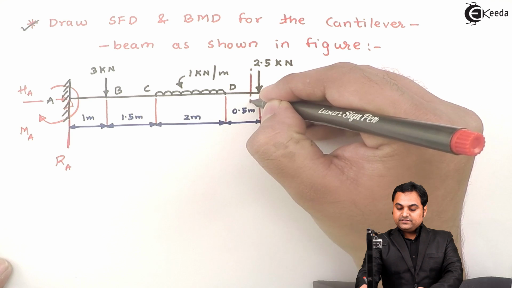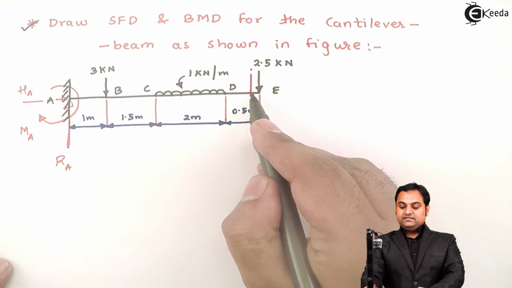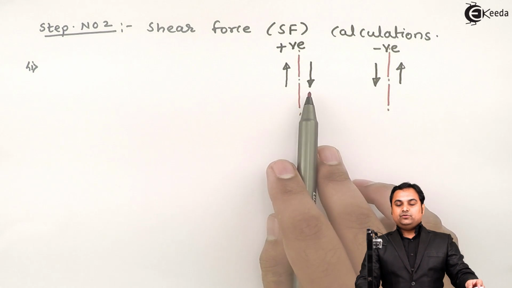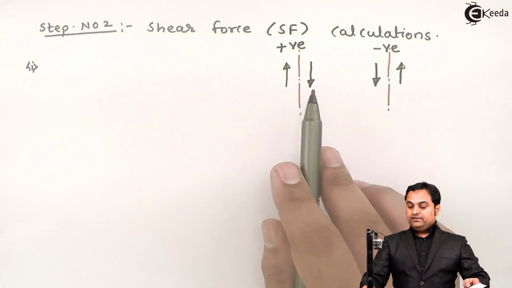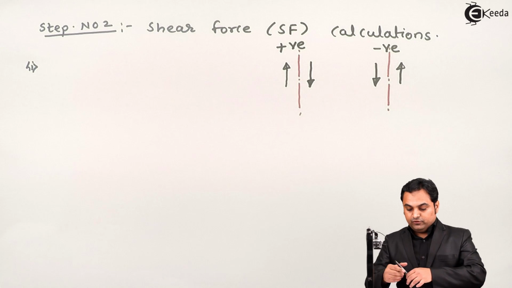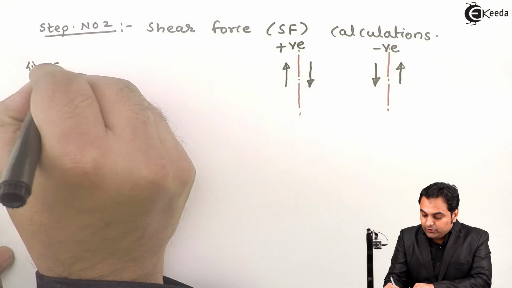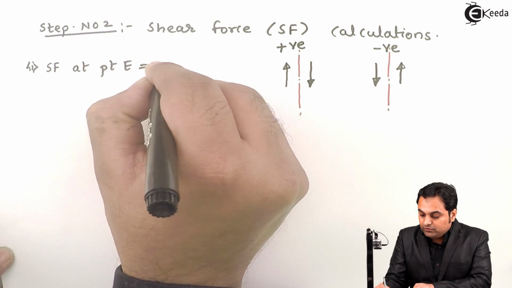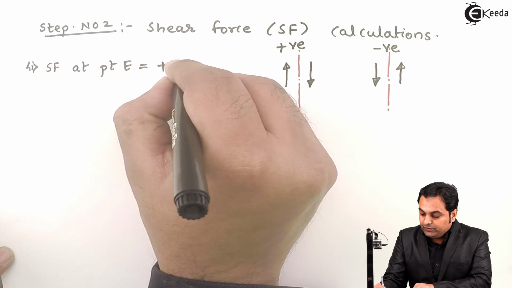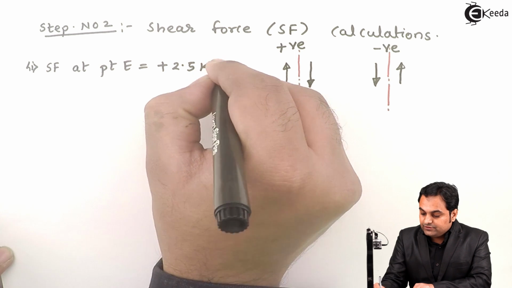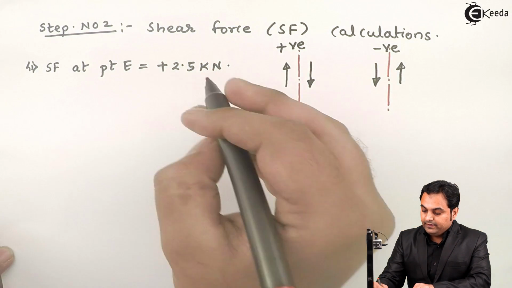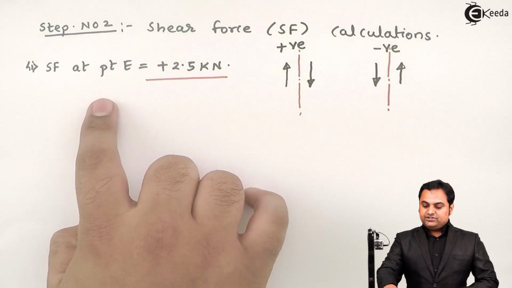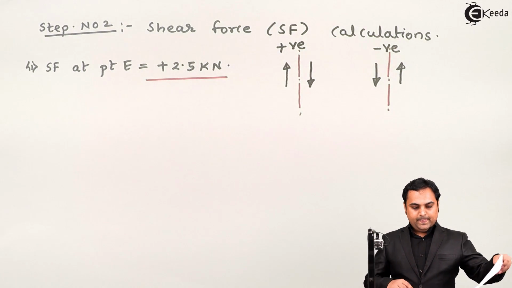So when I am taking this section, on the right hand side of E we have downward force, so any force which is there on the right hand side of the section, that is positive. Therefore SF at point E is equal to plus 2.5 kilonewton, the shear force value at point E.